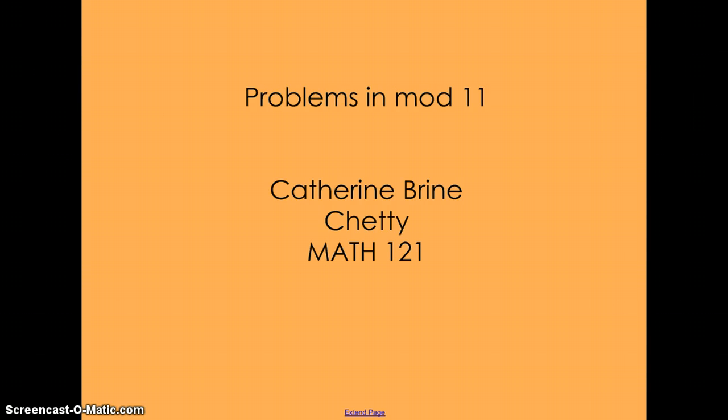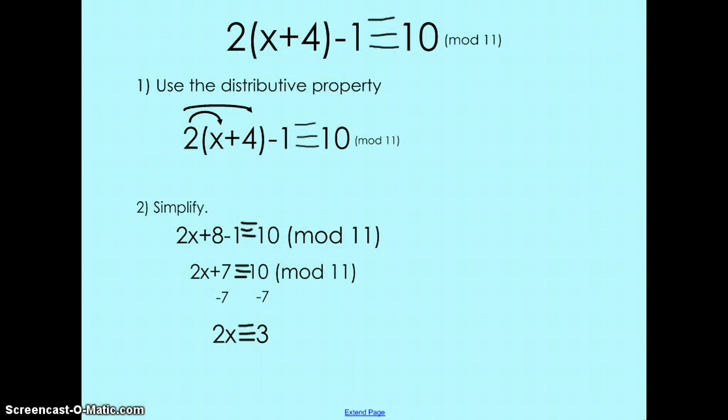Our first problem is 2(x + 4) - 1 is congruent to 10 mod 11. First we're going to use the distributive property to distribute the 2 to both the x and the 4. Then our next step is to simplify. So then we have 2x + 8 - 1 is congruent to 10 mod 11.